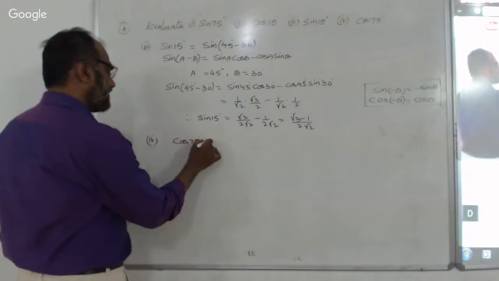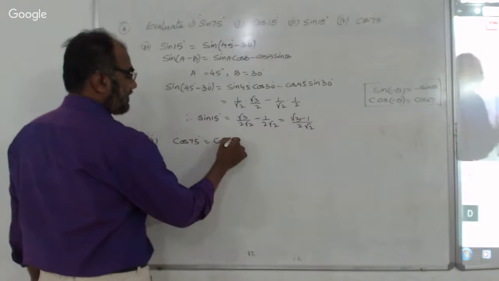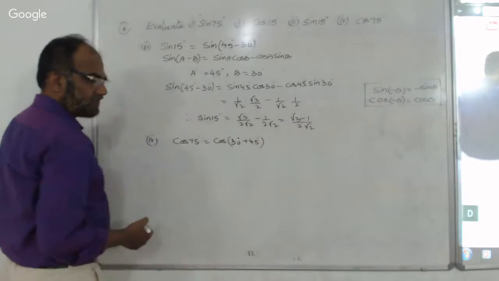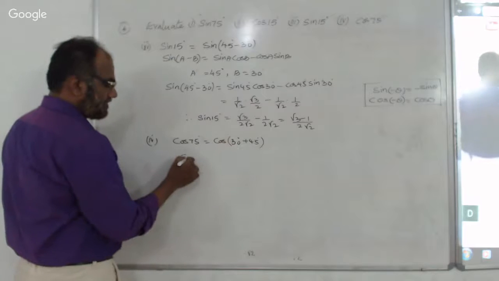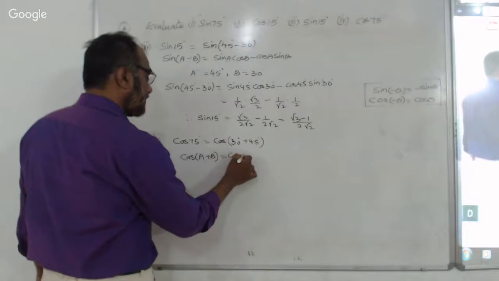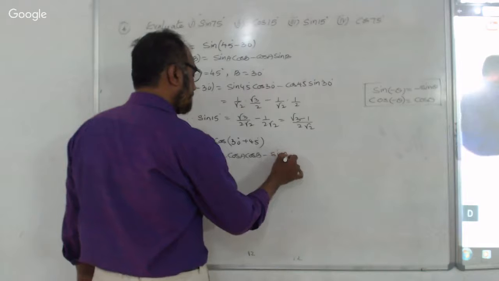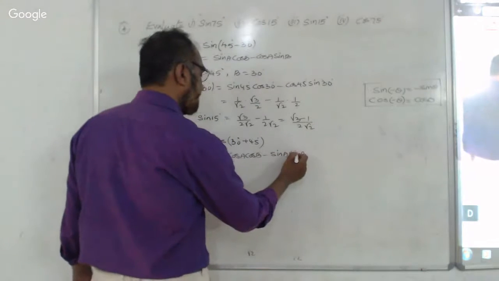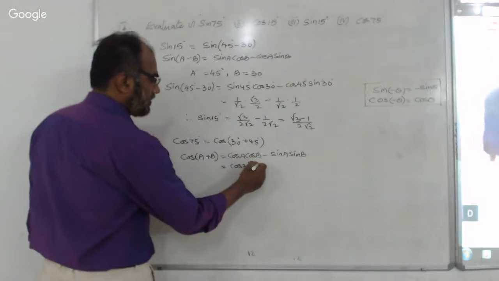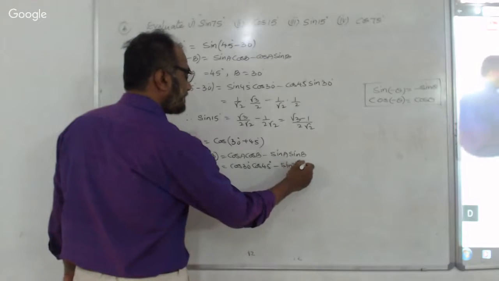Cos 75 can be written as cos of 30 plus 45. Just like cos of A plus B, we have the result. Cos A plus B is equal to cos A cos B minus sin A sin B. Now substitute the values. It is cos 30 cos 45 minus sin 30 sin 45.